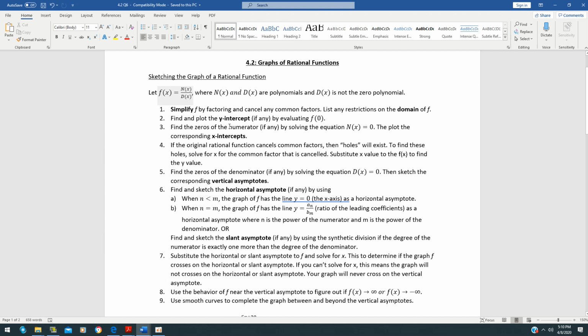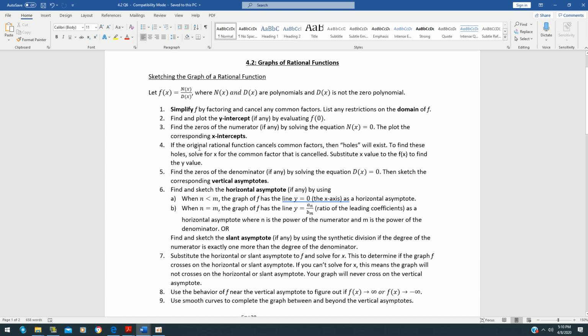The third step is to find your zeros. Your zeros are also called your x-intercepts. In order to find the zeros or the x-intercepts, you solve N(x) equals 0. N(x) is your numerator. So you just put your N(x) equals to 0 and you solve for x. And that x value is what we call your zero.